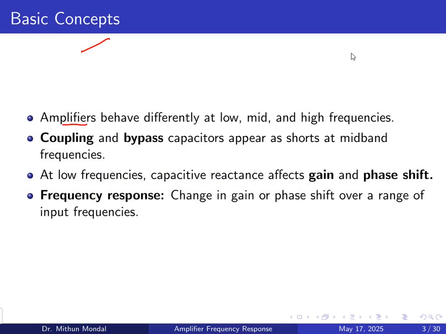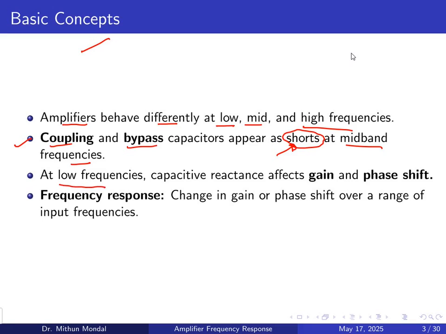Amplifiers behave differently when we talk about the low frequency, the mid frequency and the high frequency. We have seen that the coupling and the bypass capacitors appear as virtually short at the mid frequency region. So this was what we discussed in the previous lecture. We shorted the coupling and the bypass capacitors and then we did the analysis.